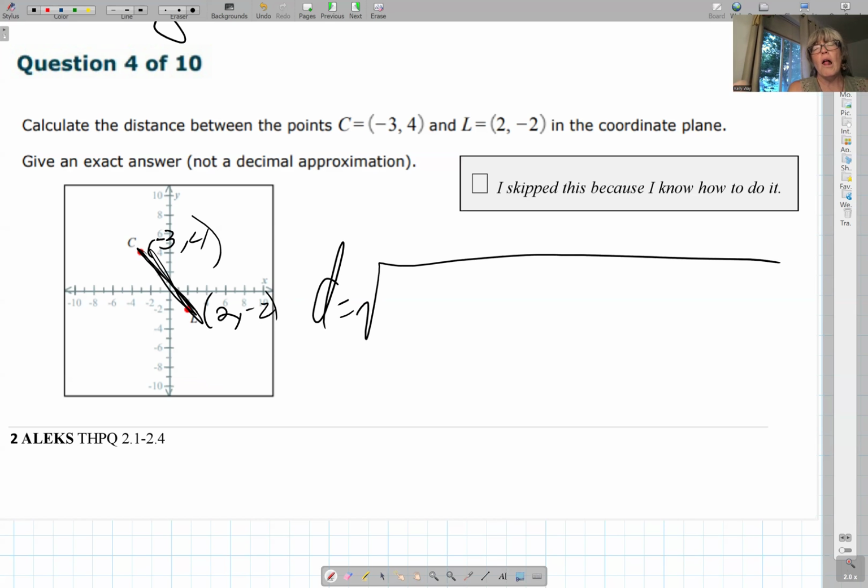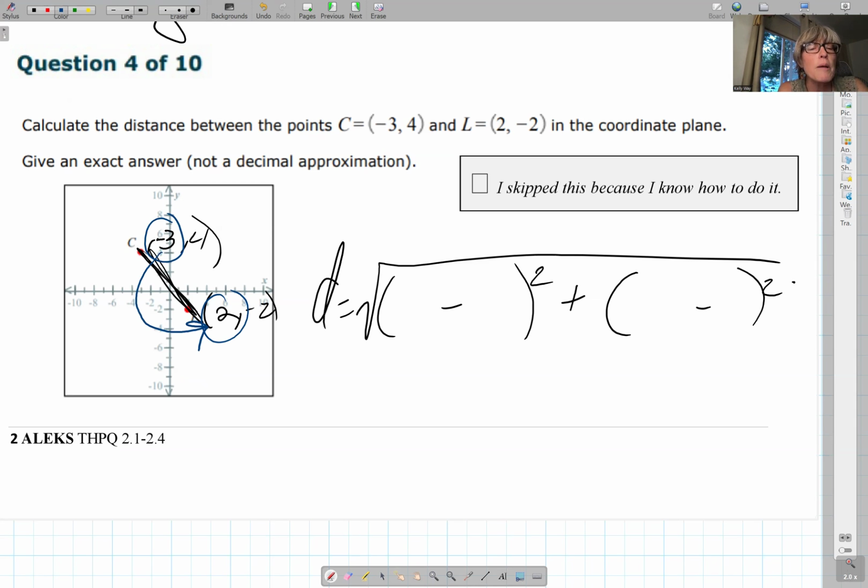Distance equation. Distance equals giant square root. There's your template. Subtract, square, subtract, square. I'm going to circle the x's. And when I plunk them in, I'm going to draw an arrow so I am consistent in the direction in which I subtract. A lot of students get confused. Do I go left to right, right to left? Doesn't matter. What does matter is whatever direction you start, you finish.